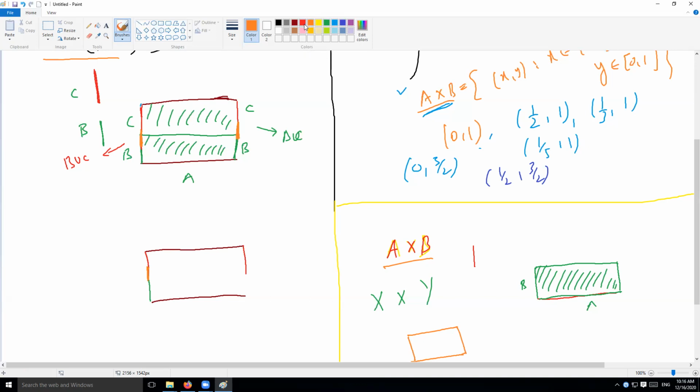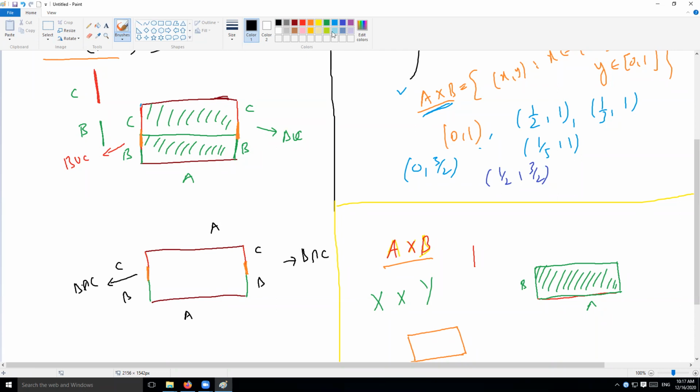And this is my B. And this part is really common. Okay, so let's give some names to it. This is A, this is B, this is C, B and C, and this is A, and this common part is really B intersection C. B intersection C.